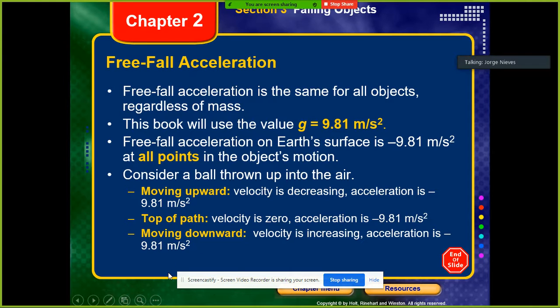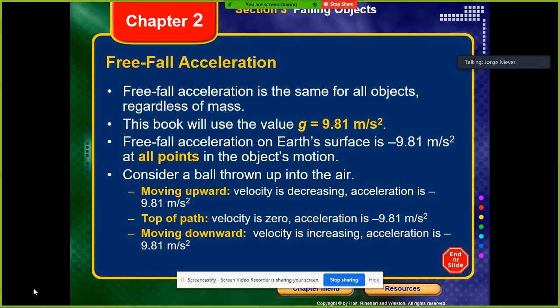So when the ball is in a position that is not moving, the acceleration is going to be negative 9.81 meters per second squared. So when the ball is moving up, it's going to be 9.81, and the velocity is decreasing because it's going up. And when the ball is falling down, okay, in free fall, velocity is increasing, and the acceleration is going to be the same, 9.81 meters per second squared. So in all problems, we're going to use the same gravity, okay?